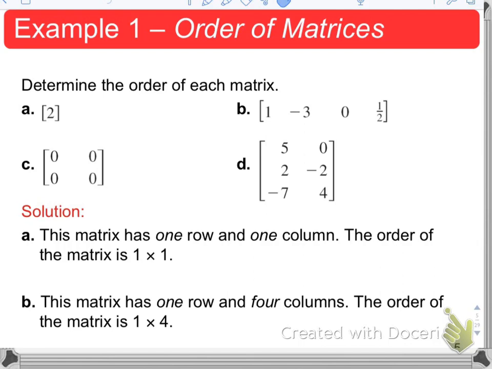So looking at this, I think you're given the solution in your notes, but I want to make sure you understand the order of each matrix. Looking at A, it's just one row and one column, so this is a 1 by 1 matrix. B has one row and 4 columns, so this is a 1 by 4 matrix. C has 2 rows, 2 columns, so 2 by 2. And D has 3 rows, 2 columns, so this is a 3 by 2. And those are the orders.